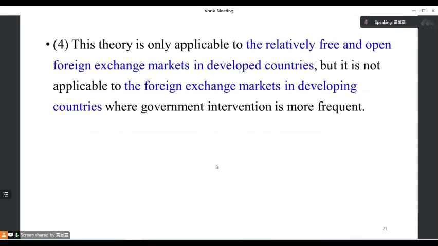This theory is only applicable to the relatively free and open foreign exchange markets in developed countries. But it is not applicable to the foreign exchange markets in developing countries, where government intervention is more frequent.